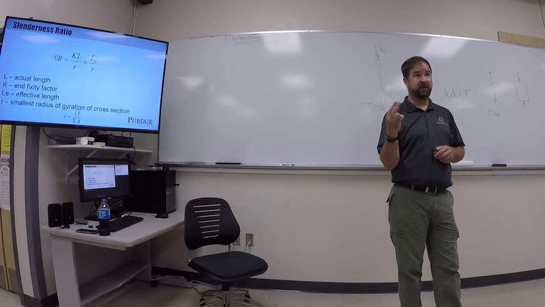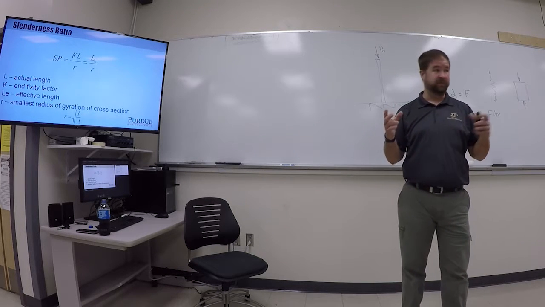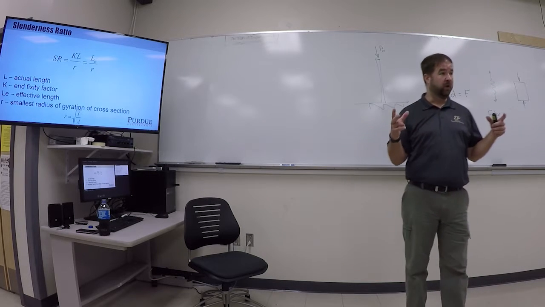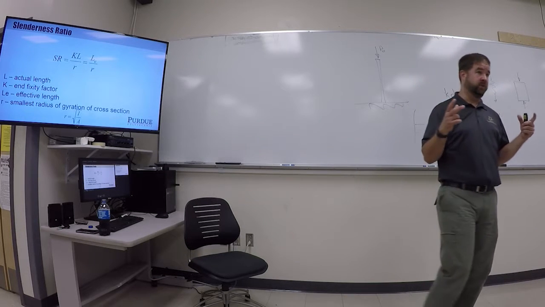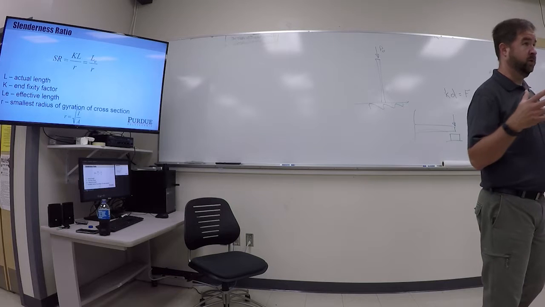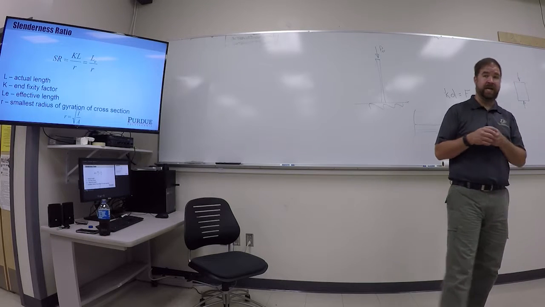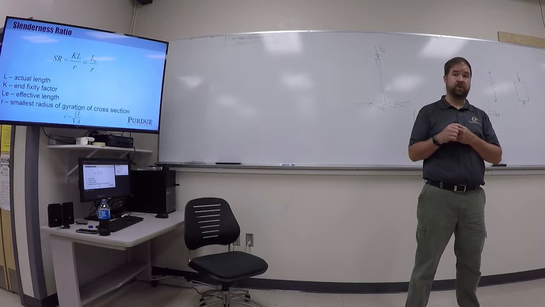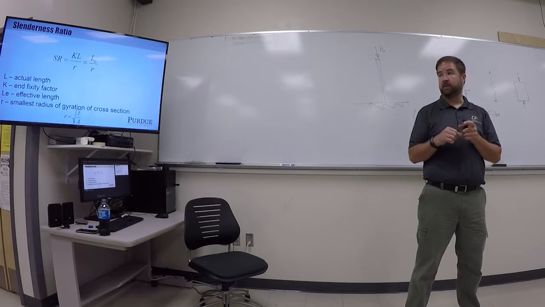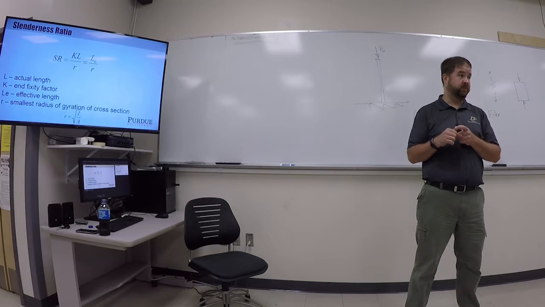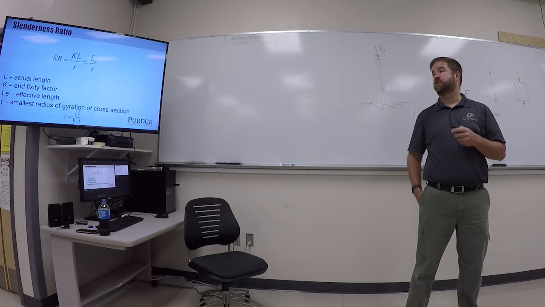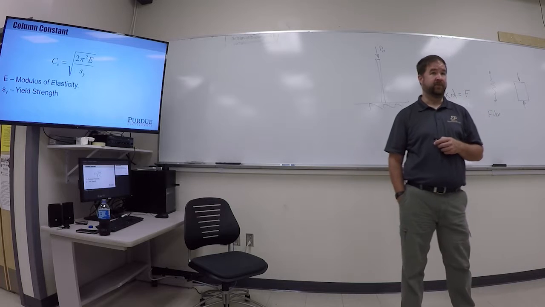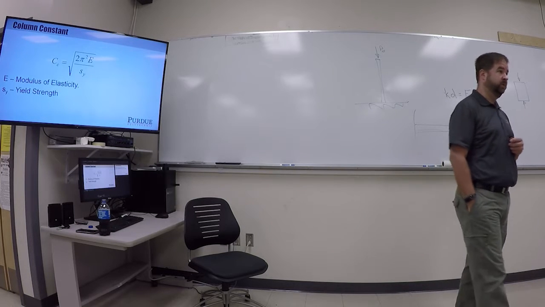Hypothetically thinking, if I have a really large moment of inertia and a relatively small area, then I'm going to get a large radius of gyration. Conversely, if I have something that's really compact, with a small moment of inertia relative to its cross-sectional area, then I'm going to get a very small radius of gyration. So the slenderness ratio tells me whether I have a long or a short column.